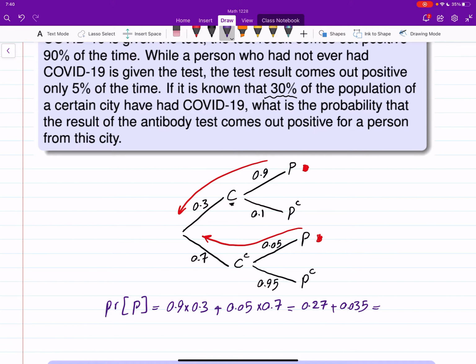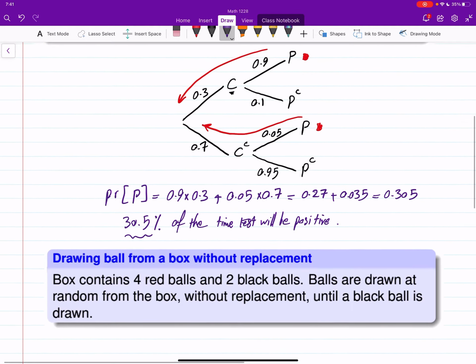And now if you add them, it is 0.305. So in other words, with probability 30.5%, or 30.5% of the time, the test will be positive. And as you can see, it is more than the actual percentage of the population who had COVID-19, and that's because of the error that we see in the test. Okay. Well, that's the first question.